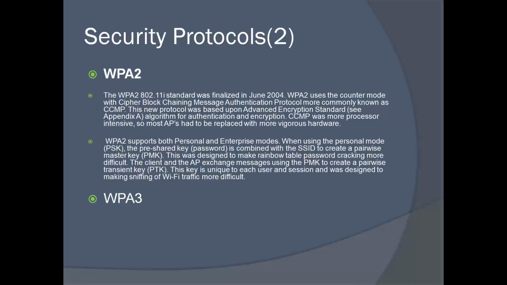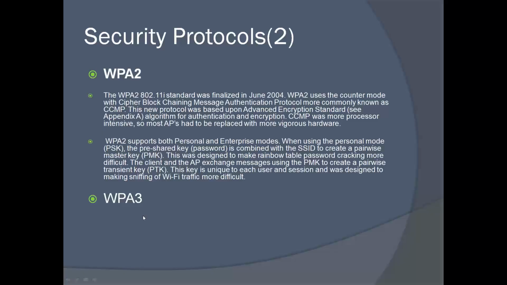All right. So this salting makes it more difficult to crack the passwords on these systems. This is why you should have a unique name for your AP. Otherwise, you're making it easier on attackers. The client and the AP exchange messages using the PMK to create a pairwise transient key. This key is unique to each user and session and was designed to make sniffing of Wi-Fi traffic more difficult.